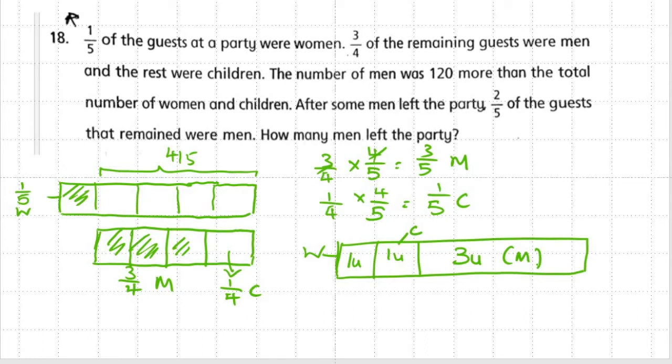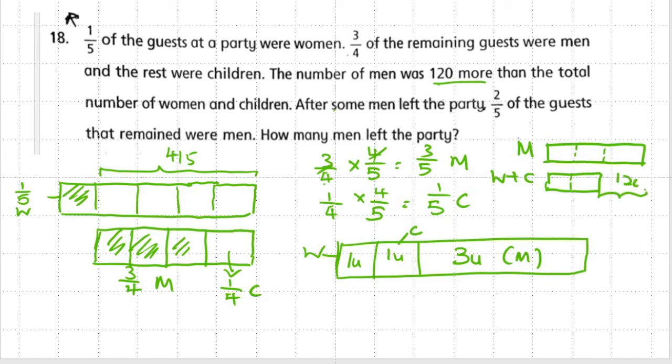Okay, and then it says that the number of men was 120 more than the total number of women and children. So if you know that men is actually 3 units, women plus children is actually 2 units. So this 1 unit is actually 120. Okay, so you know that it's 120 here. And you know that 1 unit is 120. This is actually very important. Just highlight this.